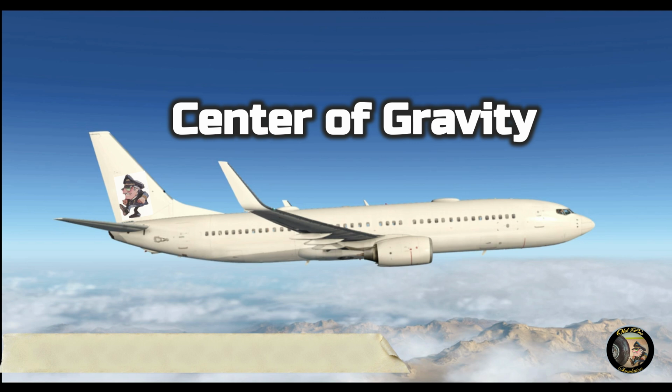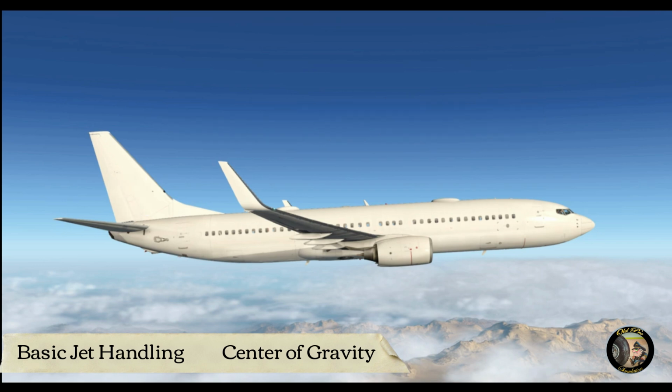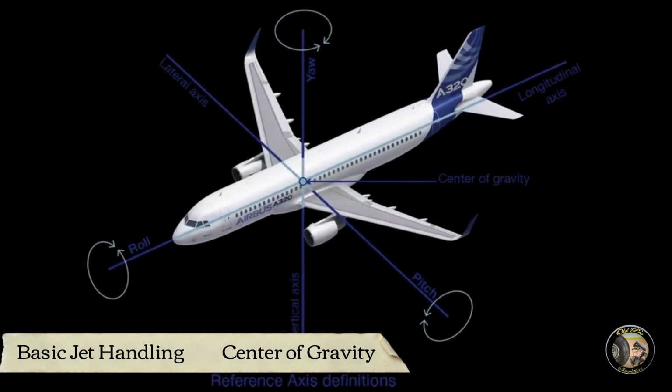First, let's begin with a little review of the aircraft's roll, pitch, and yaw axes, and how center of gravity and the various other forces in flight like thrust, drag, and lift all have an impact on how the aircraft flies. Forgive my use of an Airbus since we're talking Boeing here, but this is a good graphic to illustrate.